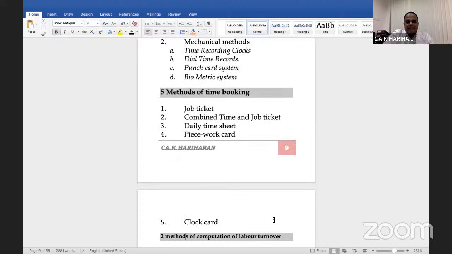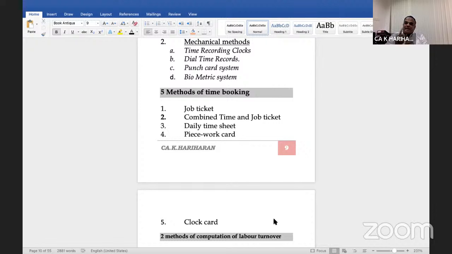Time booking, next one. With respect to time booking, it may be by way of job ticket, combined time and job ticket, daily timesheet, piece work card, and clock card. These are the five methods of time booking. The next important question out of this itself: difference between timekeeping and time booking.